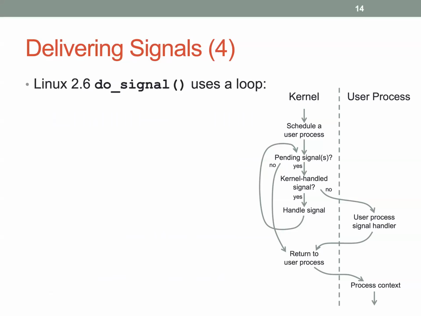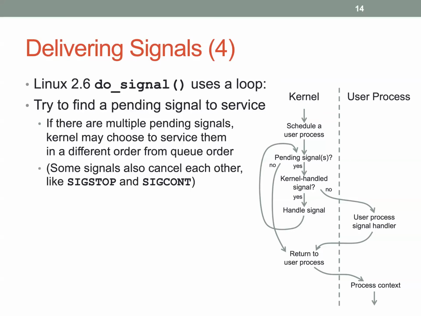So what does do_signal do? You can see, you've got arrows here, right? And one of the arrows goes back to the beginning. So that should be your first clue that there's a loop involved. We have a loop, and basically we try to find a pending signal to service. And the kernel will be clever. If there are multiple signals to service, it may be easy to deal with some of them, so it just gets them out of the way.